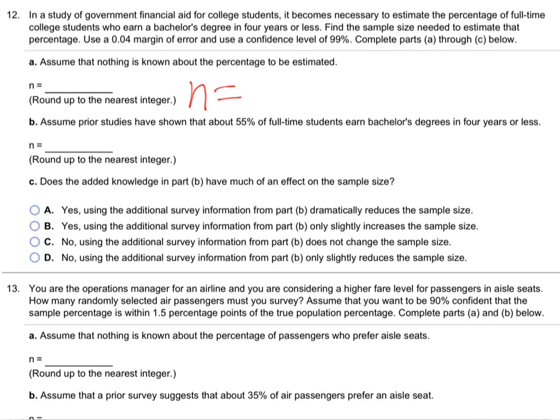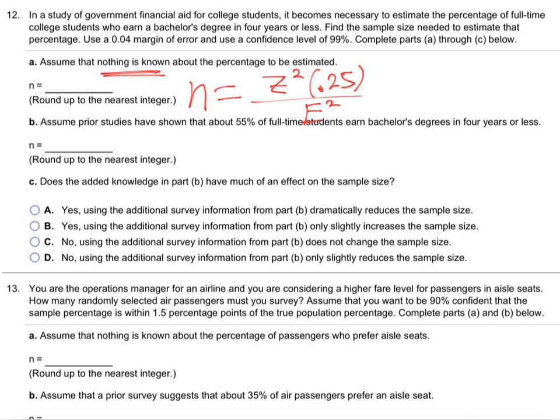Whenever you get an n question, in this section anyway, you need to figure out which table you are using. Is p hat not known or is p hat known? What does it say? Assume that nothing is known. See those words up there? Nothing is known. So I'm going to use the side that says p hat is not known. That's going to be z squared times 0.25 over e squared. Good so far?